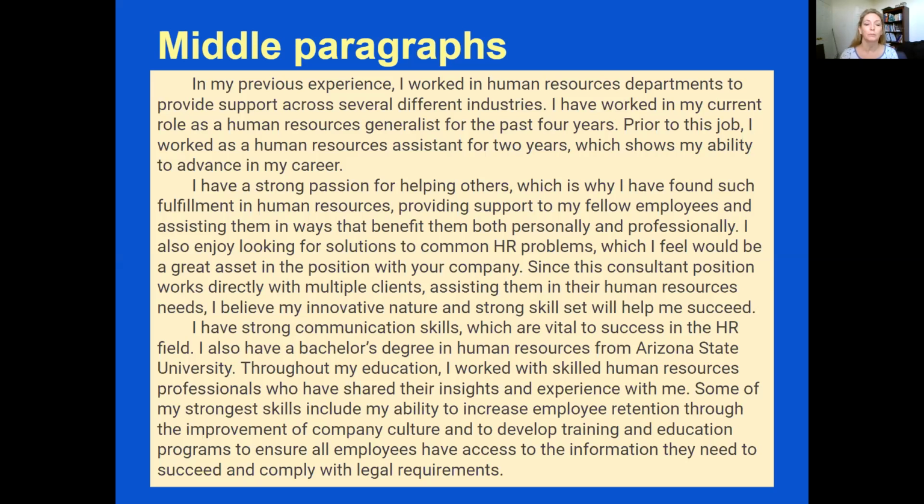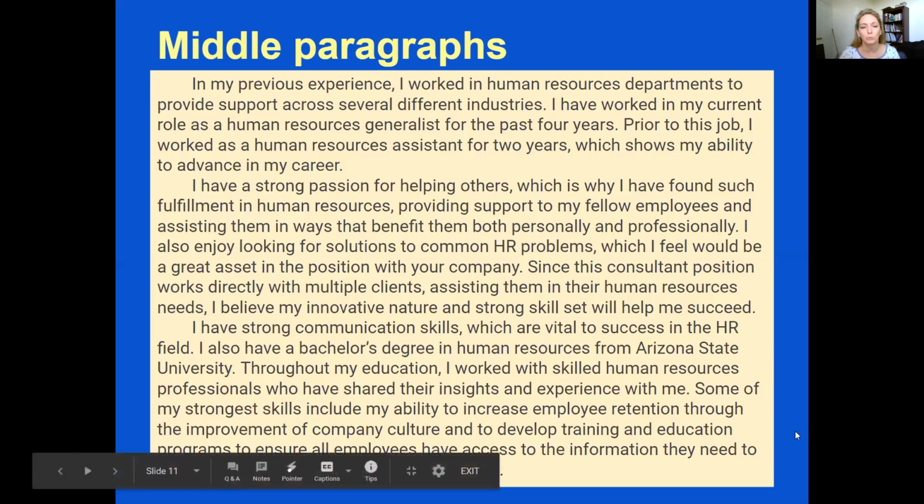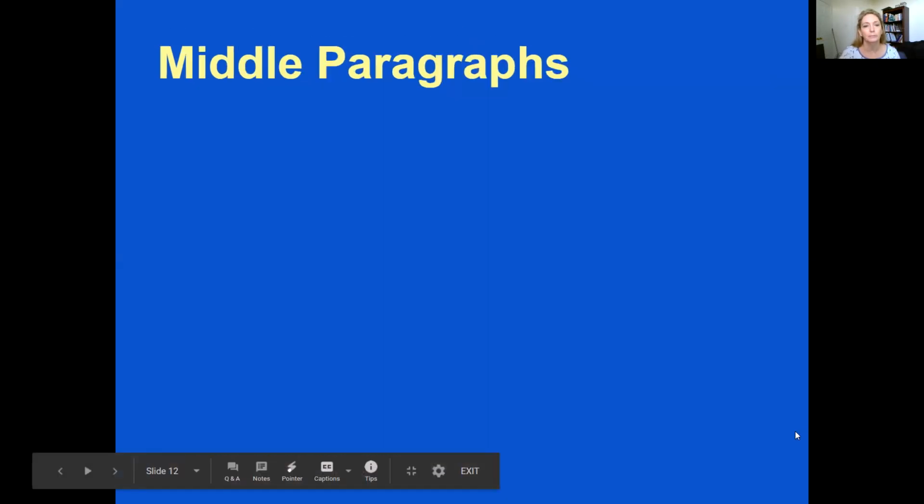The last paragraph starts off sounding like it's an experience paragraph, but it's basically just transitioning us from the experience to the education. I have strong communication skills, which are vital to success in the HR field. I also have a bachelor's degree, so it transitions us very quickly into the education part. So it tells us what those educational aspects are. It names the degree, and it shows how that education adds to the skill set for this job. These are very nicely done, would be nice models to follow.